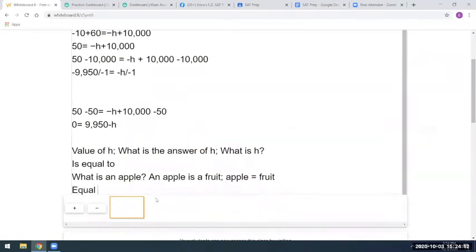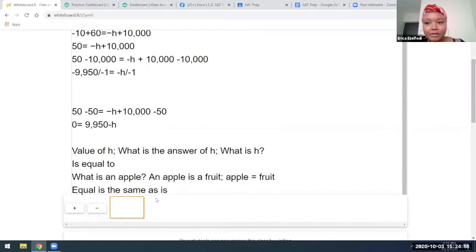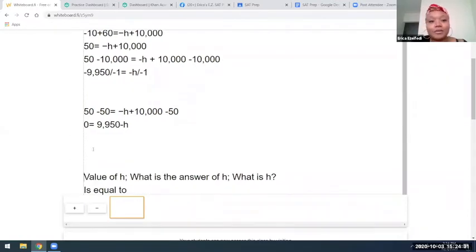Okay. I got that. Equal is the same as is. Does that make sense? That sounded funny when I said it. Yeah, it does. Okay. So now we said all that. Equal is the same as is. So when I have an equal sign, the equal sign means is.